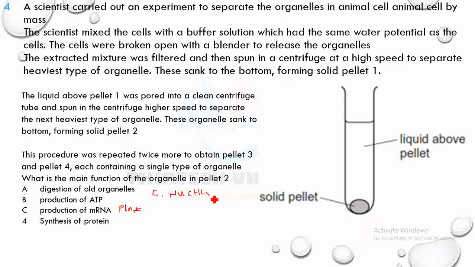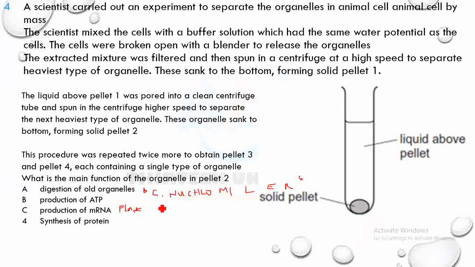Nucleomyla: nu is nucleus, clo is chloroplast, my is mitochondria, la, L is lysosome, and E is endoplasmic reticulum, R is ribosome. So this is ordered from the heaviest, the biggest organelle, to the smallest, which is lighter, okay?